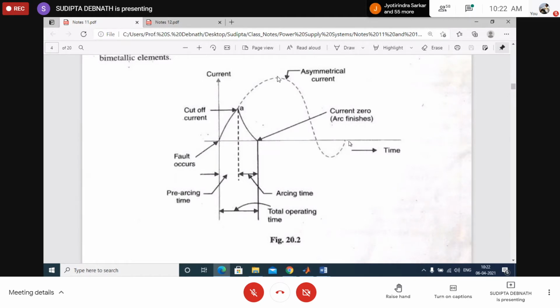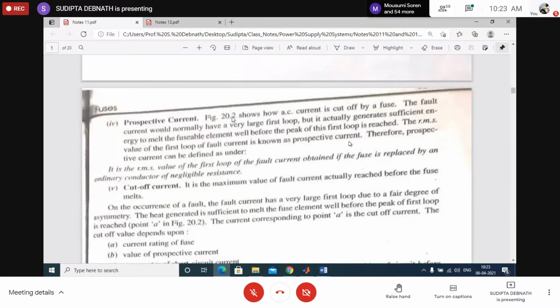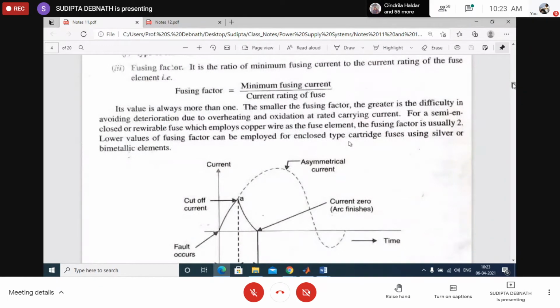But as fuse is inserted in the circuit, the current cannot reach that maximum value. Before that only fuse melts. Say this is the cutoff current of the fuse. It will melt at this point, so ultimately current will become zero. Understood? So prospective current is the RMS value of the first loop of the fault current obtained if the fuse is replaced by an ordinary conductor of negligible resistance. If fuse is there in the circuit, the prospective current would never be reached, because it has dangerously high value. So understood what is prospective current? Any problem?